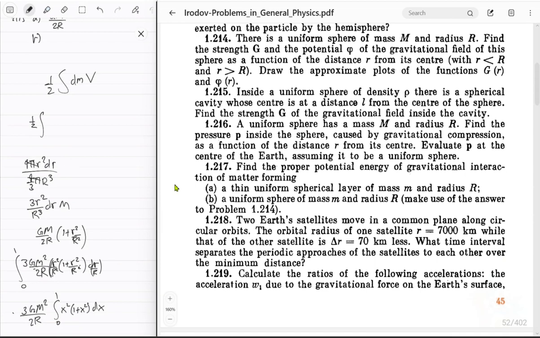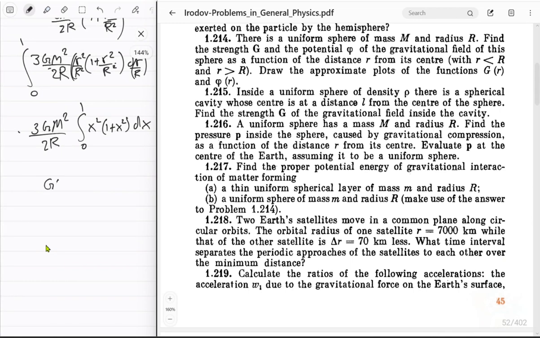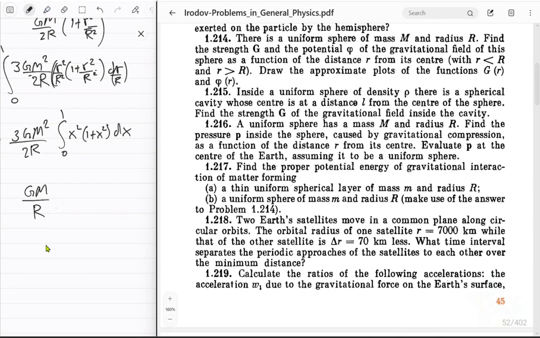At small r equal to 0, this should not be GM upon 2r, it should be 3GM upon 2r, not this. Oh, I messed up something. Where did I mess up? Oh, come on, seriously. Okay, once again, figure out the potential now correctly this time. So GM upon R initially, and then you just get other stuff.